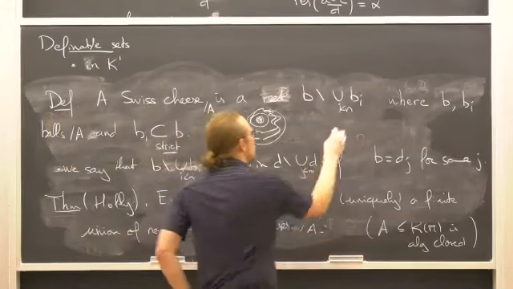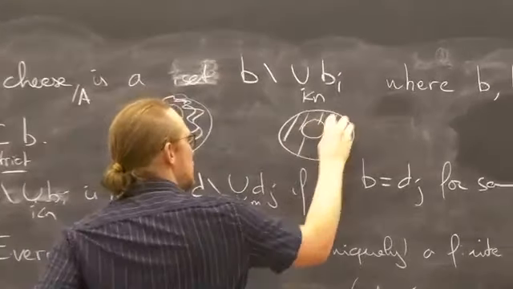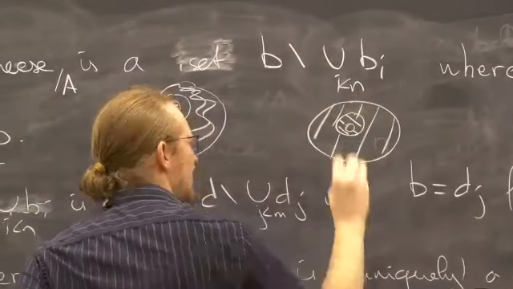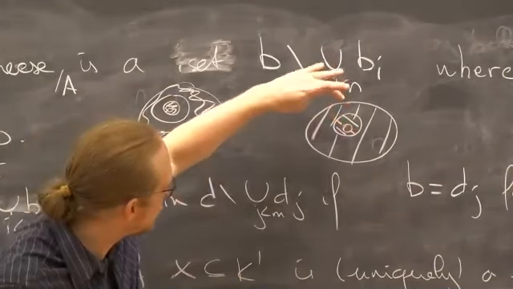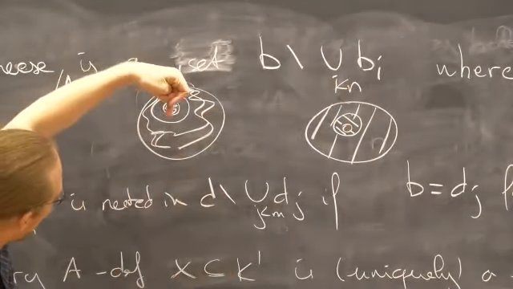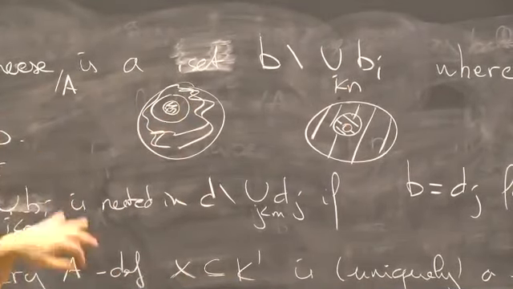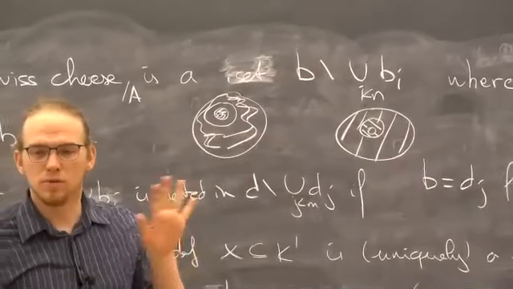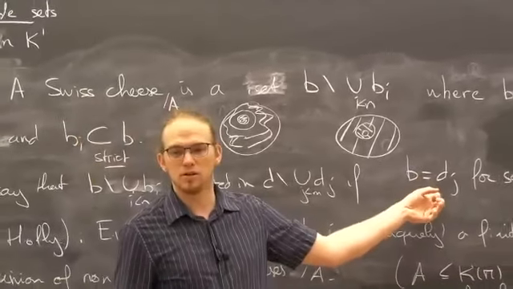Whereas if you have your first Swiss cheese, maybe the drawing is not great, and then you have your second Swiss cheese, this is a Swiss cheese, because you can just forget about this ball, and it's just this ball minus this ball. This is not a Swiss cheese because you have a hole here. So nested is really the outer one is the inner one of another one. If you want the union of two Swiss cheeses to be a Swiss cheese, you really need equality.